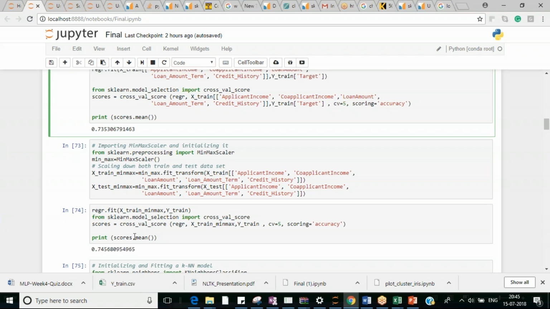Quick question. You were telling about the logarithmic transformation, right? Where did you use that one? For the applicant income and co-applicant income, you were trying to use the logarithmic distribution, right? I have not used it. I was stating all the possibilities that you can do.